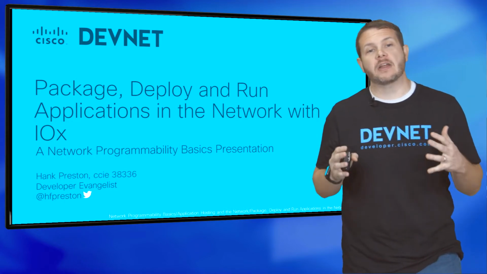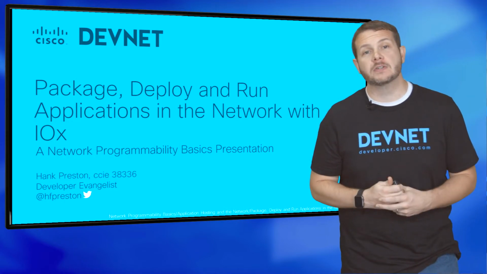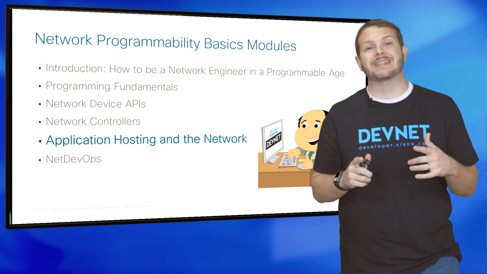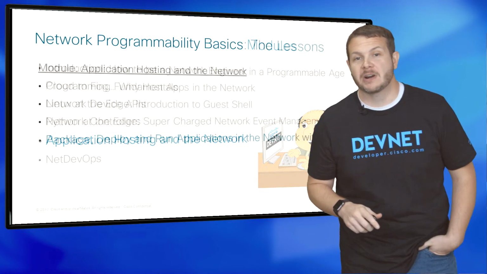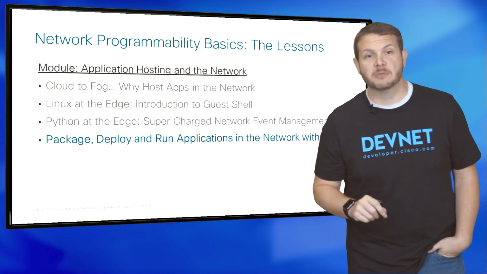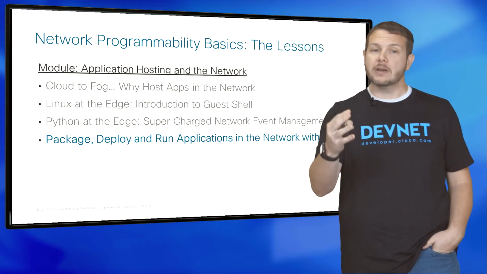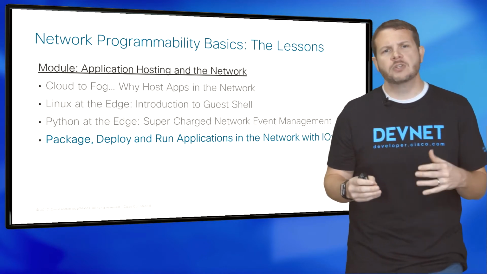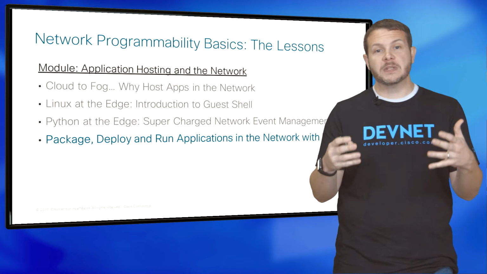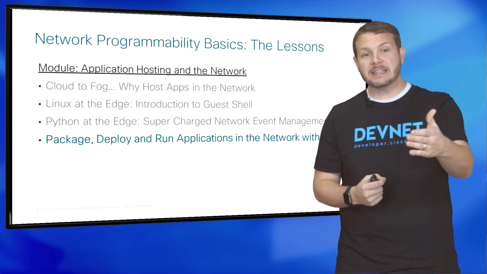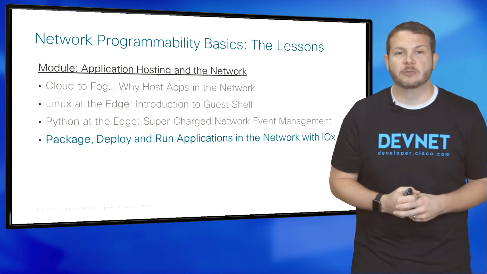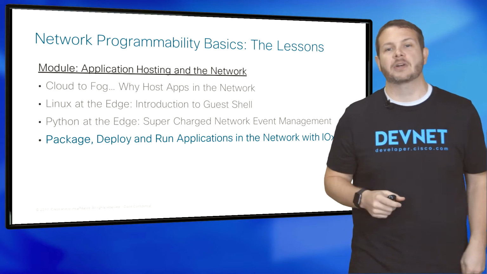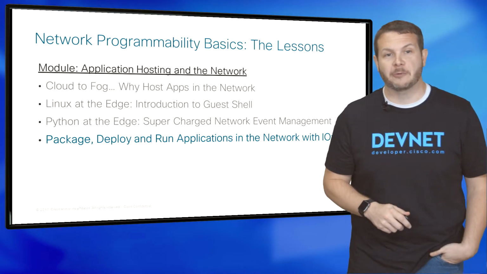This is a lesson in our Network Programmability Basics video course, and we are in the application hosting and the network module. We're actually at the end of this module because we've already talked about why you might want to host applications in the network, using Linux at the edge for scripting and utilities, Python examples, and now we're going to look at how we can run real applications in the network using the Cisco IOX platform.